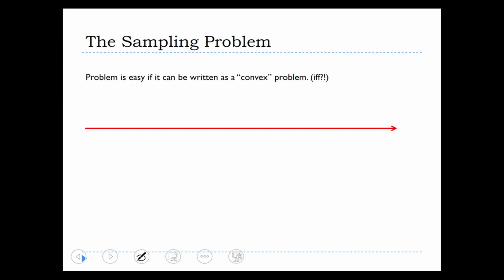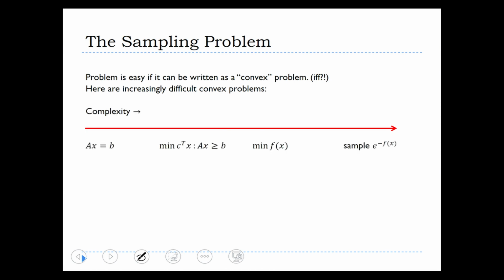There is a folklore in algorithms that a problem is easy if it can be written as a convex problem. I mean, that's certainly true. But the question is, are all easy problems essentially convex? That's a rough statement. But here is a picture that might suggest the case. So if that's complexity, then here are problems. The first one is just solving linear systems, linear programming, convex programming, and sampling. And these are the current bounds.